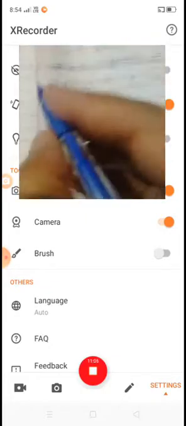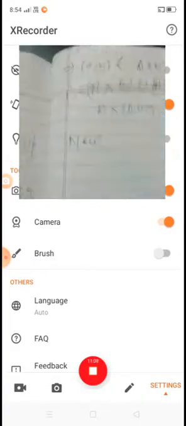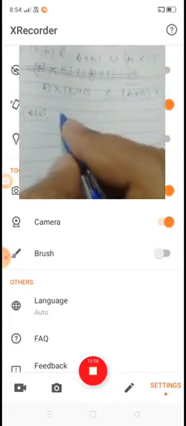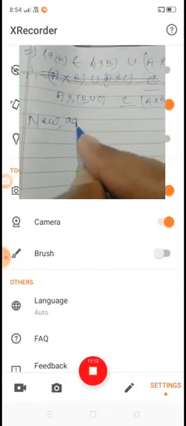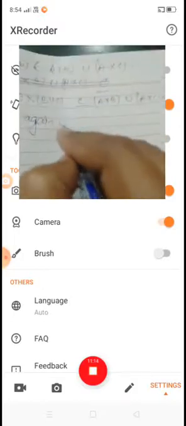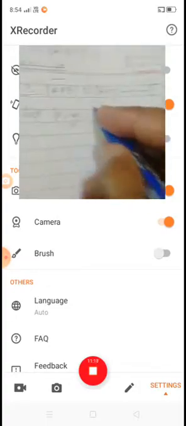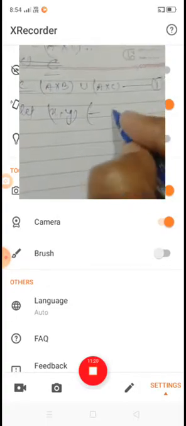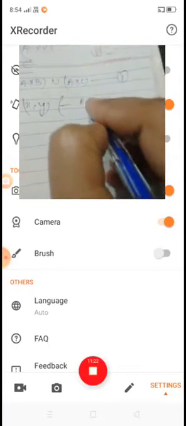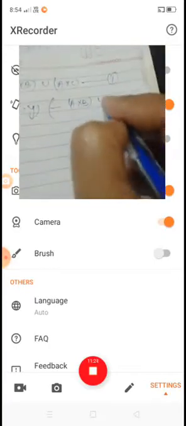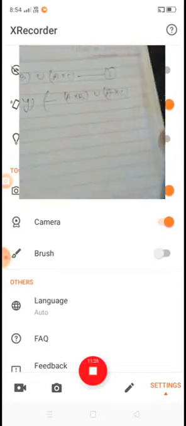Now again we let an ordered pair (x, y) belongs to (A cross B) union (A cross C).